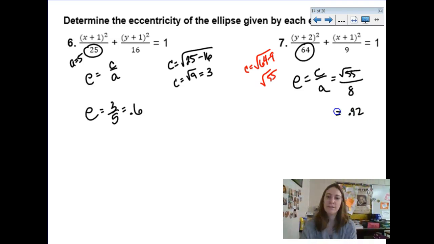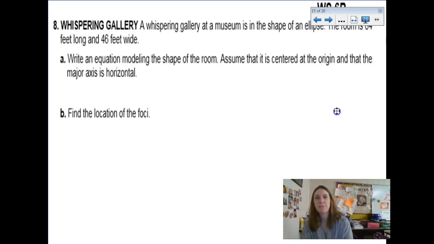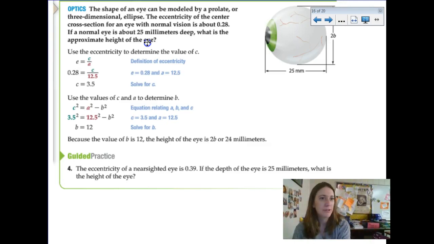Alright, so that's the idea of eccentricity. It's not a super complicated topic as far as using it and calculating it. The derivation of it's kind of fun, but we're going to skip that for now. The back of this worksheet is going to be your homework, but I do want to do one problem with you.